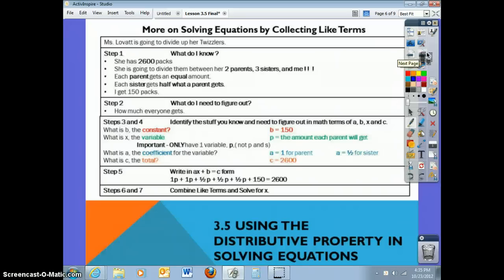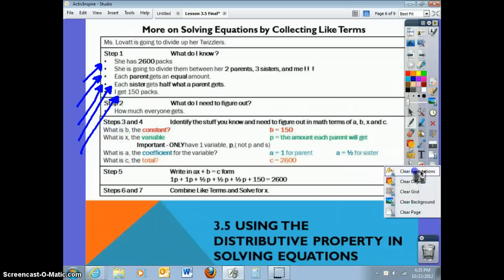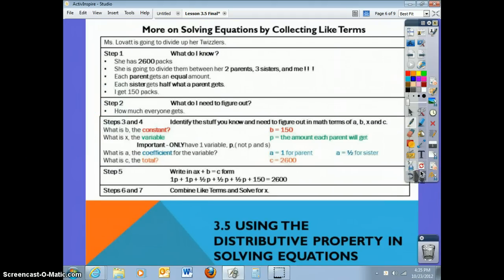Miss Lovett's dividing up her Twizzlers. We know that she has 2,600 packages. We know who she's dividing them up between. We know that her parents are getting an equal amount. We also know that her sisters are getting half as much as each parent gets, and we know that we're going to get 150 packages, no matter how many the parents and sisters get. Okay, so that's what we know, and what we need to figure out is how much everyone gets.